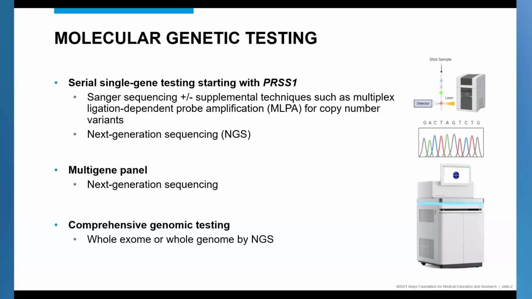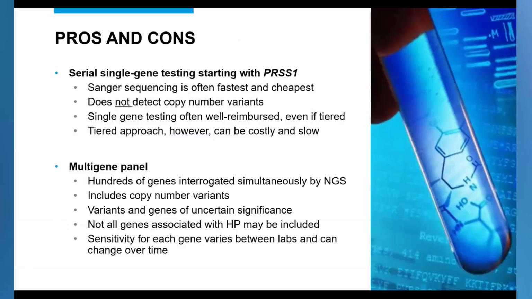You could also do a multi-gene panel. That's always going to be, or almost always going to be, done by next generation sequencing or NGS. And then there is, of course, the everything, including the kitchen sink approach, which is whole exome or whole genome sequencing, which is also done by NGS. So let's talk a bit about the pros and cons then of each of these different testing approaches.